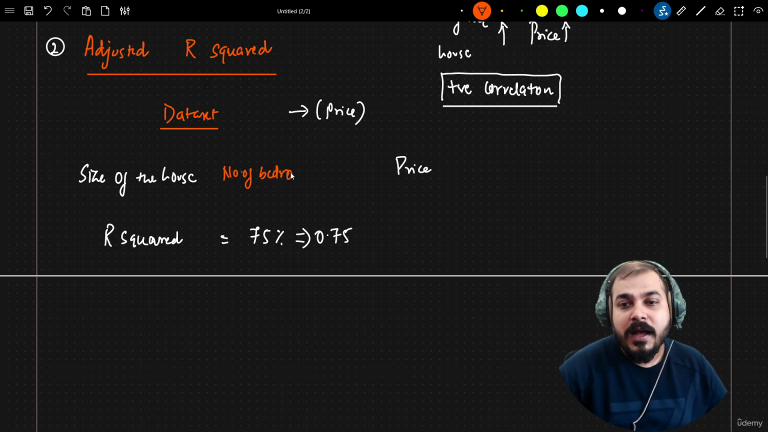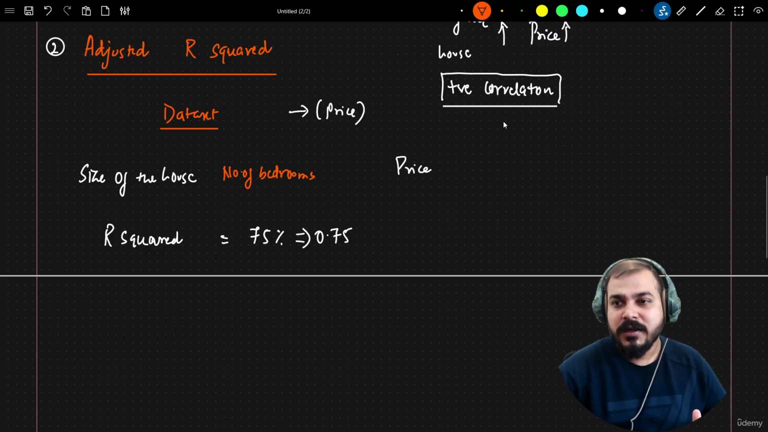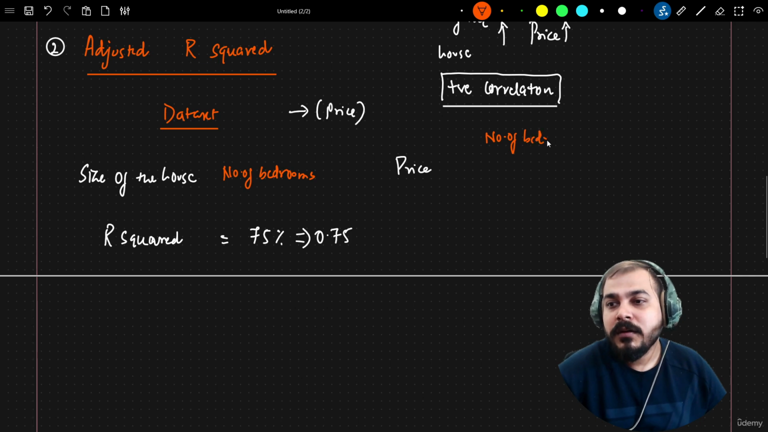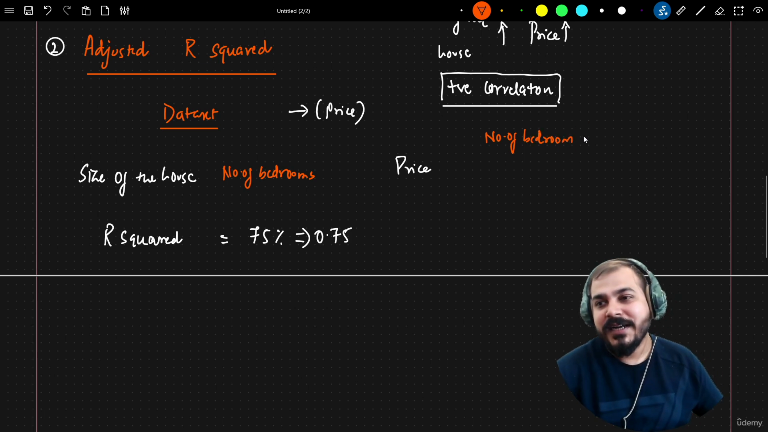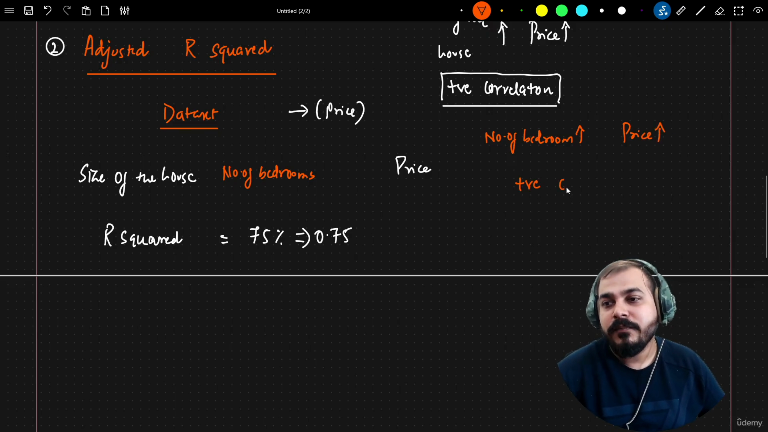After the size of the house, I said number of bedrooms. Now you know that as the number of bedrooms increases, the price is also going to increase. So from this, I can definitely say, and this is just domain knowledge, when the number of bedrooms increases, my price also is going to increase. So here also, I can definitely see something called positive correlation.